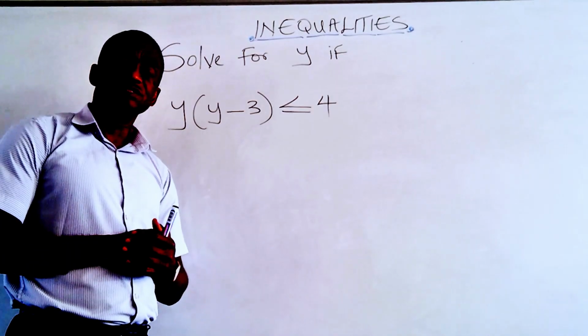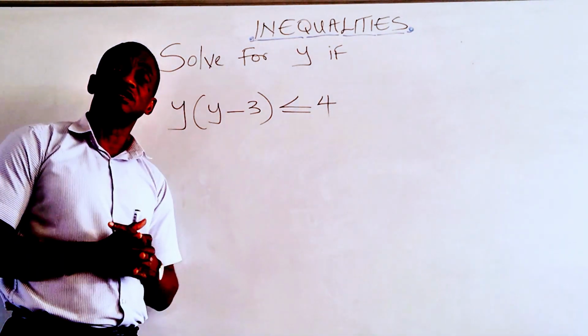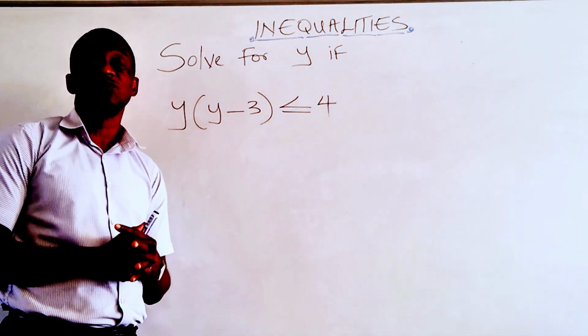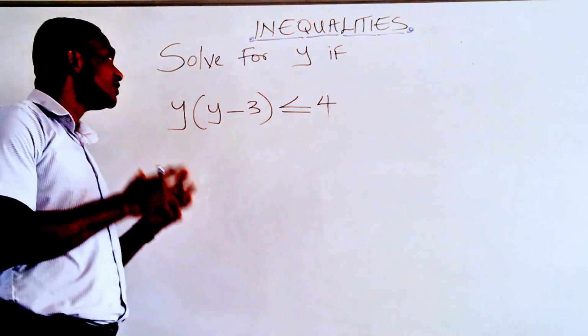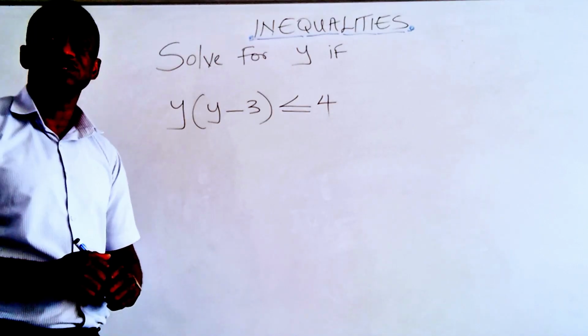Just like quadratic functions, we don't solve unless we've written it in standard form. It must be equated to 0 before we can do anything. So that is the first thing we do. We simplify the expression and make sure that it is equated to 0.